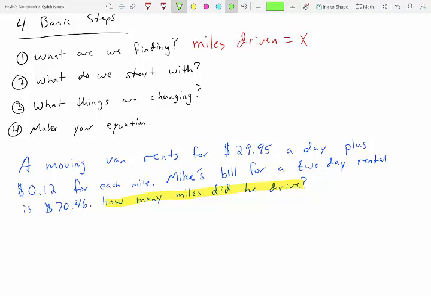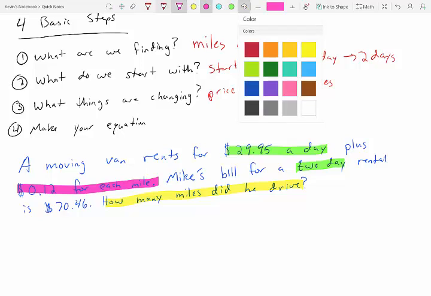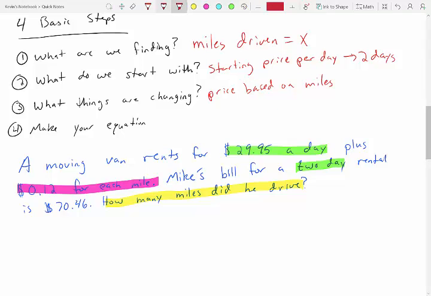Our next part, what do you start with? Well, he rents it for $29.95 a day. So our starting price per day. Then we're going to add on to that. Do we know how many days he rents it for? Yeah, he goes for 2 days. Okay, and then we look and we say, what are the things changing? Things changing is he goes for a certain number of miles, and that's going to cost 12 cents for each mile. So what's changing is the price based on miles. Okay, and then we have to find one last thing, and it is the total cost of it. So he rents it for a total of $70.46.